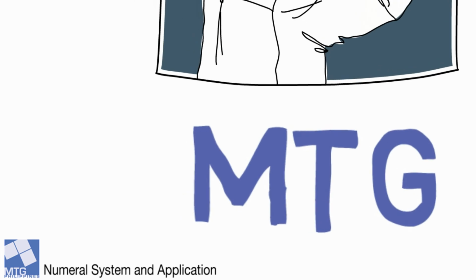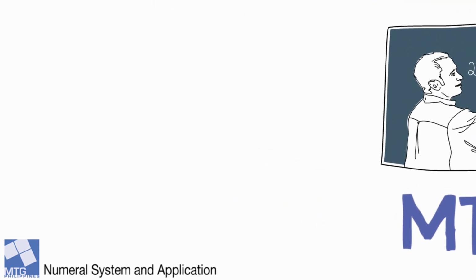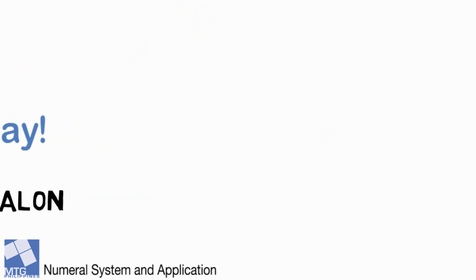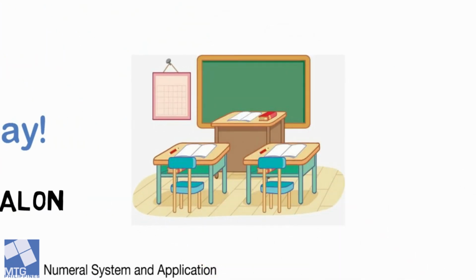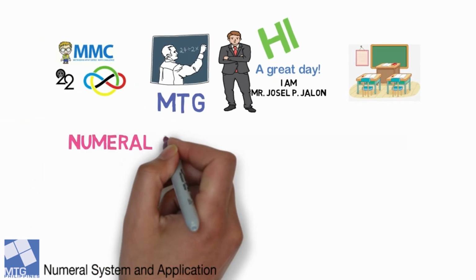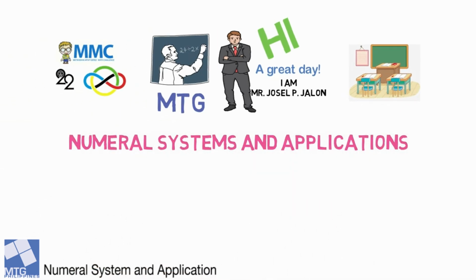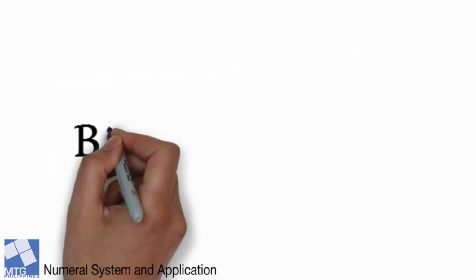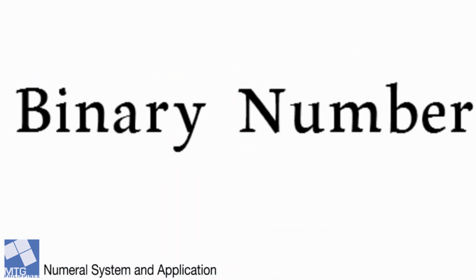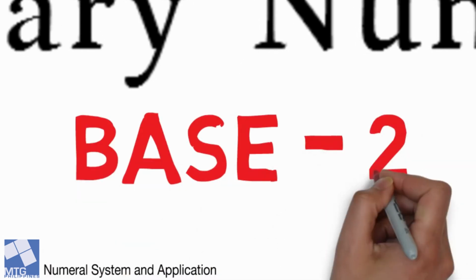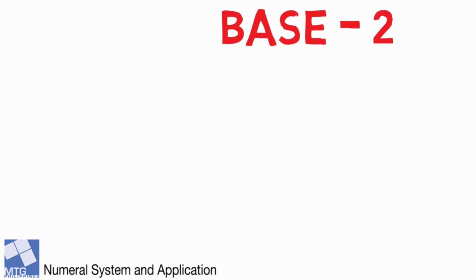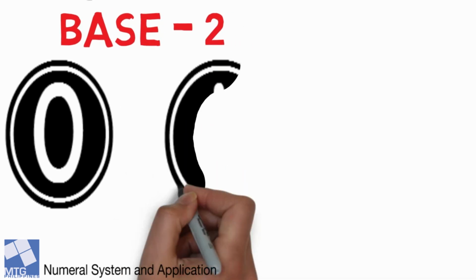I hope that you will learn something from this video presentation that you can use in your future competitions or maybe in your classroom. For this video presentation, we will talk about numeral systems and application. In mathematics and digital electronics, a binary number is a number expressed in base 2 numeral system or the binary numeral system, which uses only two symbols, typically 0 and 1.